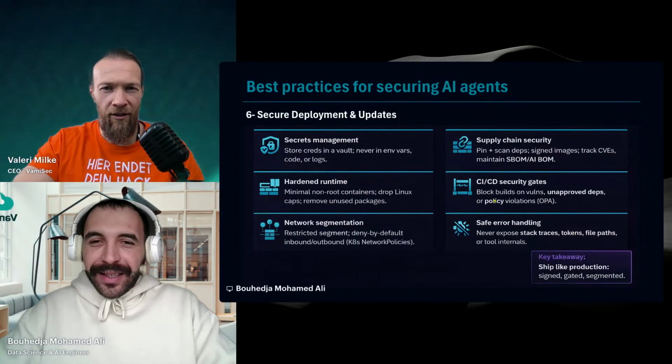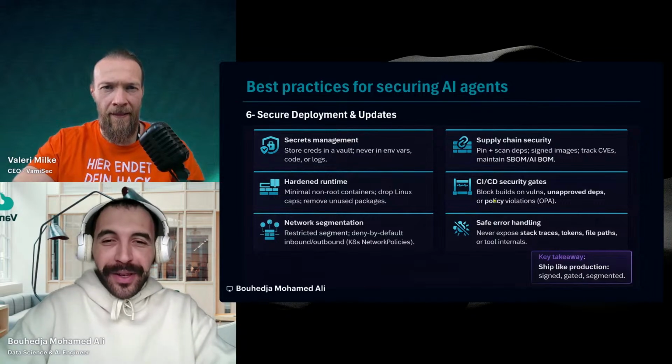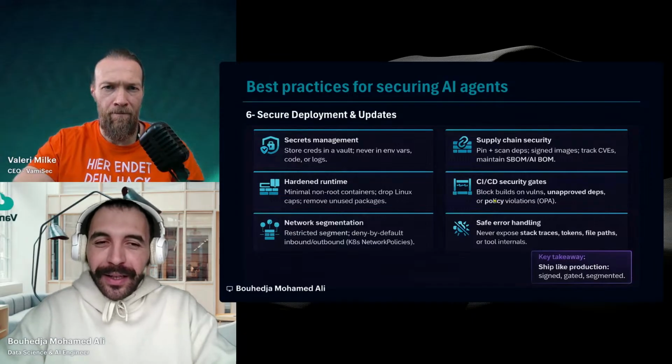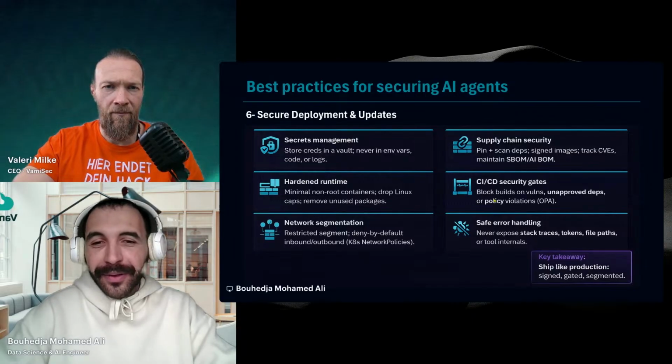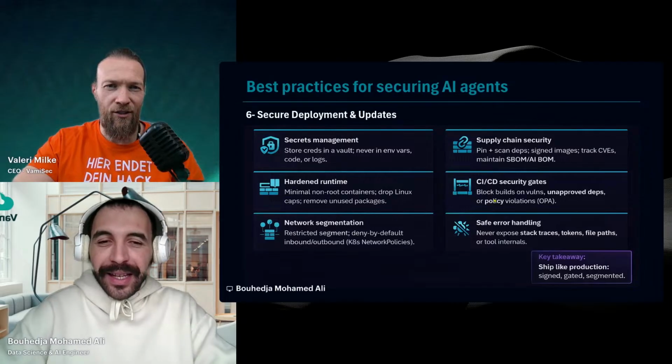Okay. So the sixth best practice here is secure deployment and updates, making sure the way we ship and operate agents is production grade. There are six areas here to focus on. First, secret management. Store credentials in a vault and never put them in environment variables, code, or logs. Second, supply chain security.